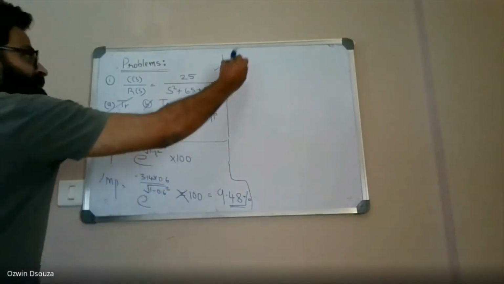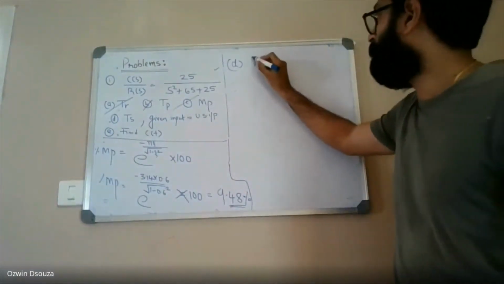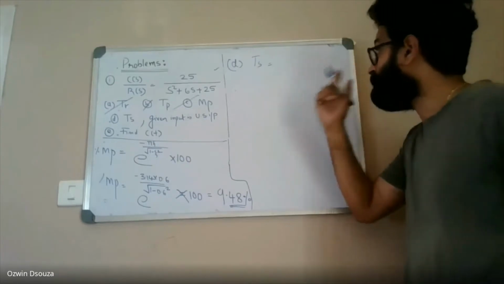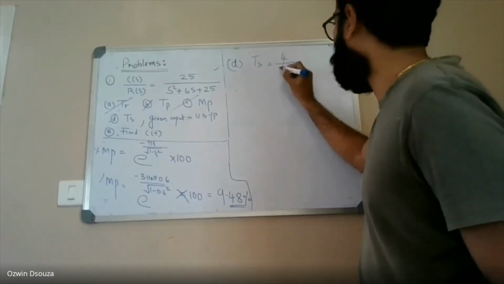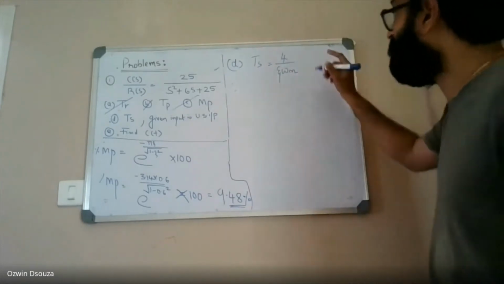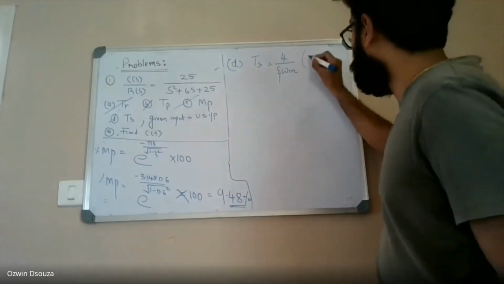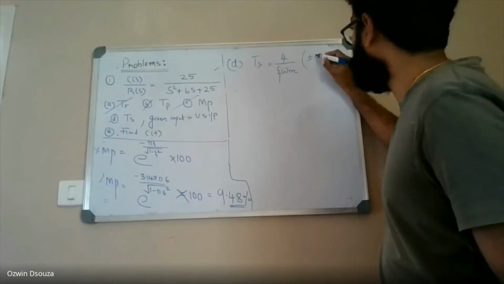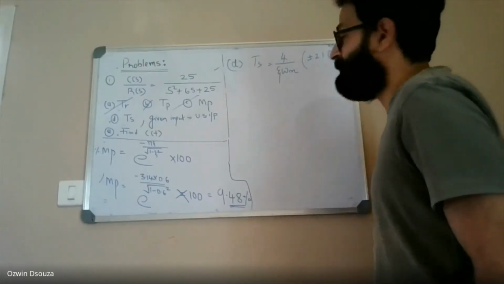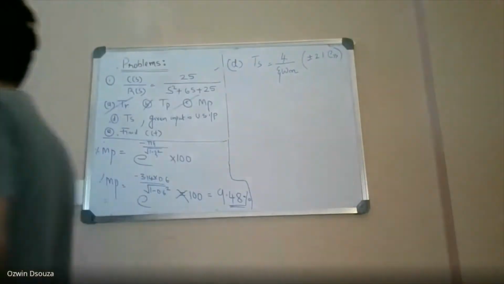And then finally the settling time, Ts. Settling time Ts can be found as Ts is equal to 4 by zeta omega n. Remember one thing, this settling time we have considered by considering plus or minus 2% of steady state error. All right, 2% of steady state error.